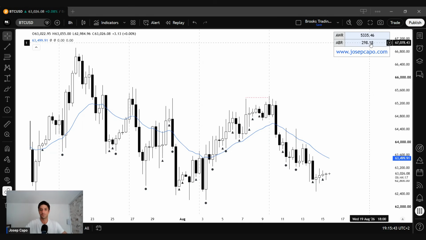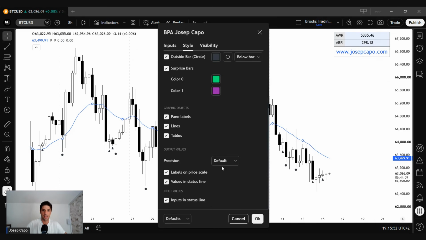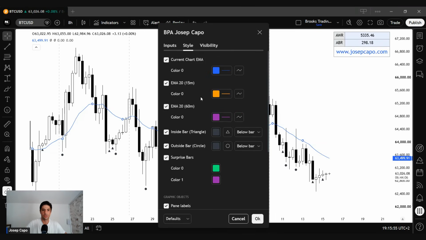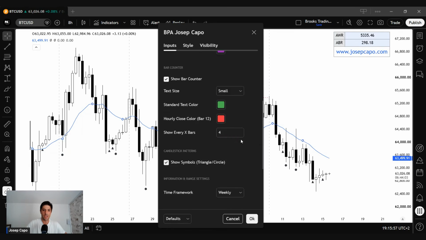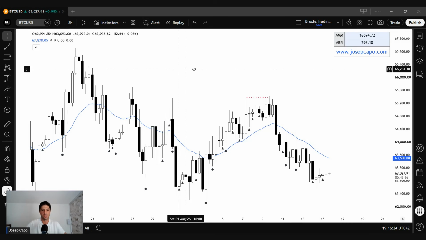Okay, and this indicator that I put available for free on my website, josecapo.com, you can select, for example, in inputs, whether you want to trade the weekly time frame, the daily time frame, if you are a day trader, but I don't recommend that for crypto traders. But you can select which kind of range you want to know in order to understand whether you are early or you are late in a move, right? So if, for example, we here switch to monthly, we are going to treat monthly frameworks here.